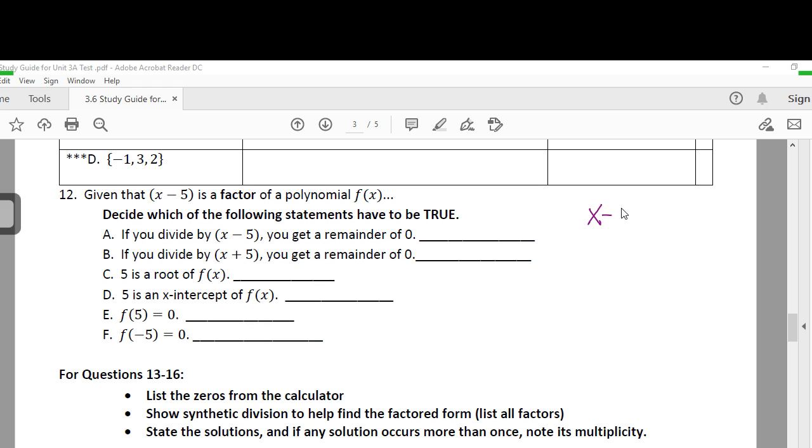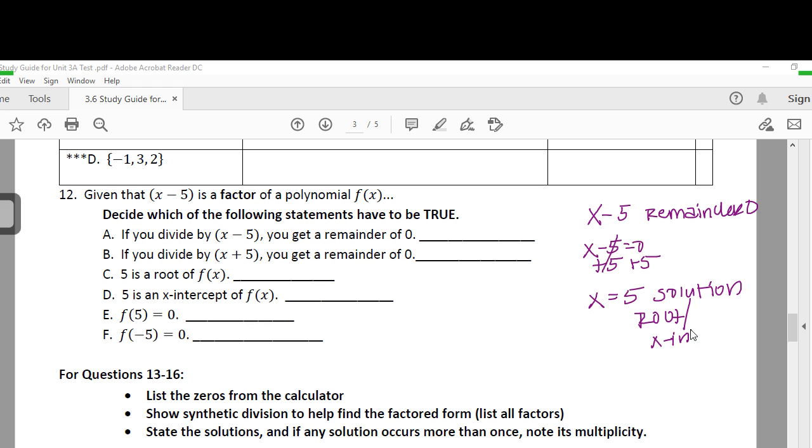So if x minus 5 is a factor, that means the remainder has to be 0 here. Okay, if I were to solve this, so x minus 5 equals 0, and add 5 to both sides. Okay, this x minus 5 is a solution, is a root, is an x-intercept. Okay, all those hold true.